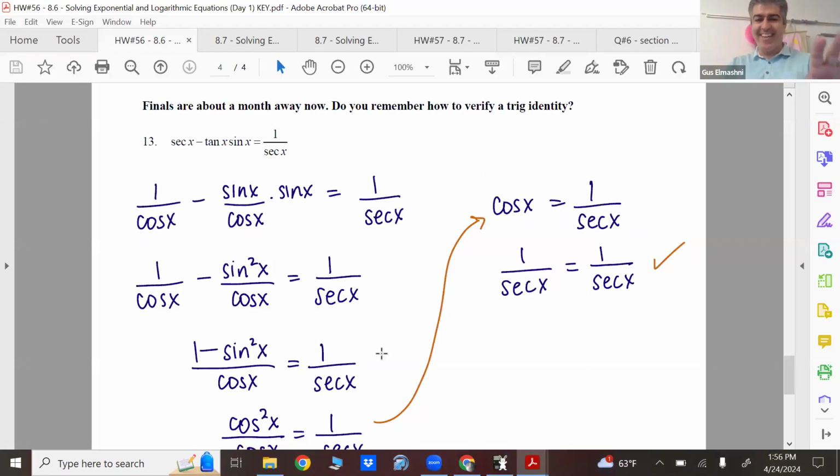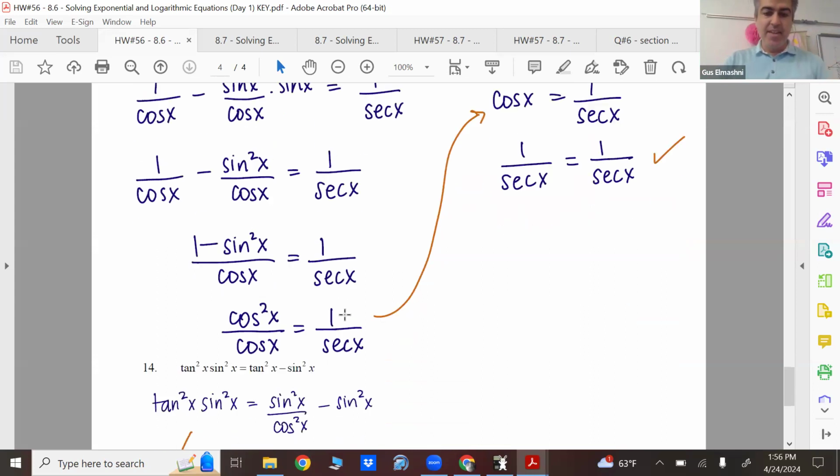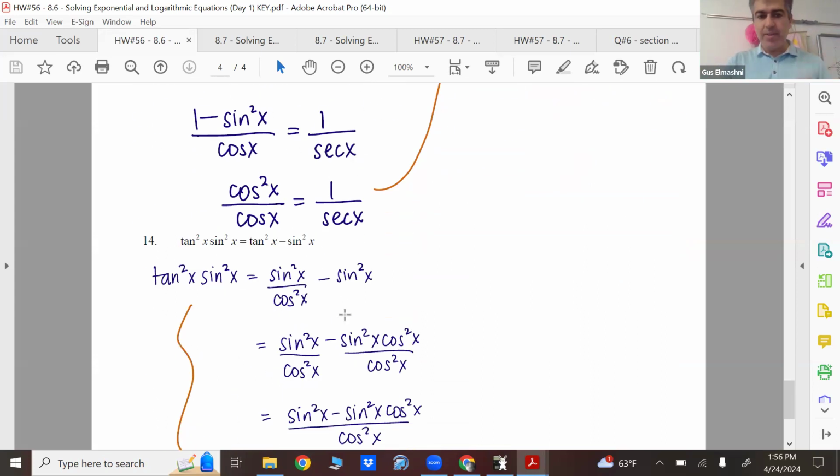Anyway, here we go. Work on the more complicated side. Anything that's not sine or cosine, make it sine or cosine. That's usually a good rule of thumb. Then use more identities, like the Pythagorean trig identity: 1 minus sine squared x is cosine squared x. And then keep flipping it, whatever you've got to do.